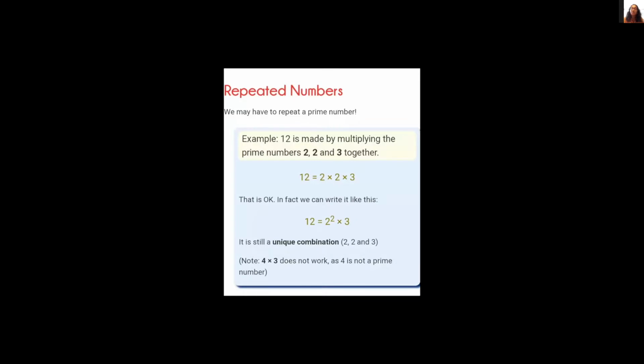Ma'am, here the example 12 is given. The only way in which it can be written is 2 into 2 into 3. Yes, so you can club the 2 and 2 and write it as 2 square into 3. Since there's no other possible combination other than 2 into 2 into 3, we have to repeat them. Exactly. Very good. And can we write it as 4 into 3?